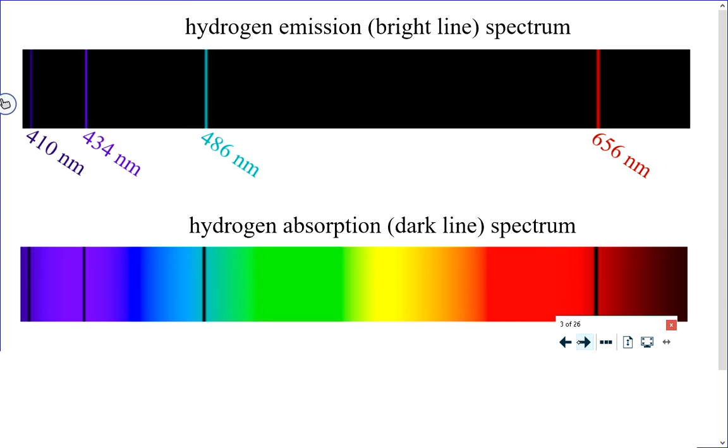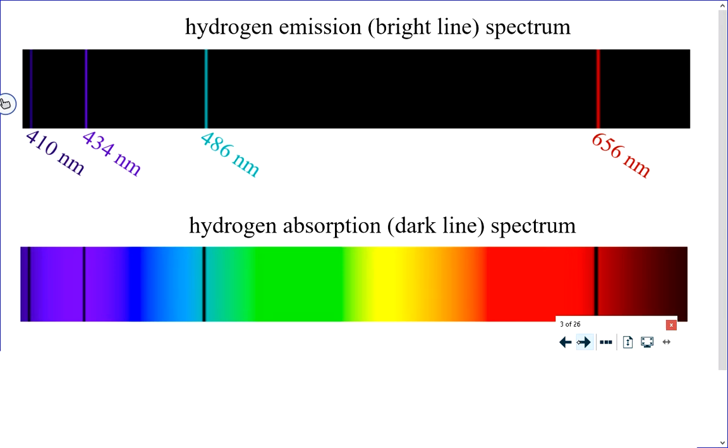So at the top of the screen, what we are looking at is the bright line spectrum for hydrogen. And there's a wavelength of 410 nanometers that is emitted by hydrogen when you heat it up. There's one of 434 nanometers, 486, and 656.